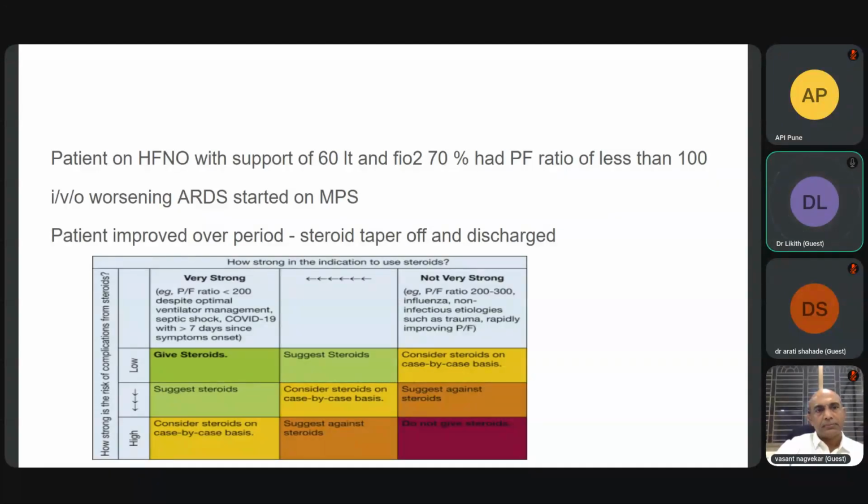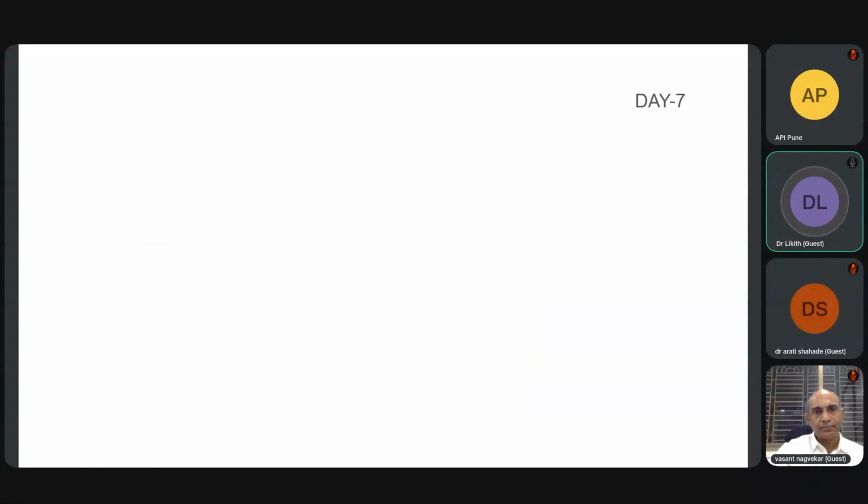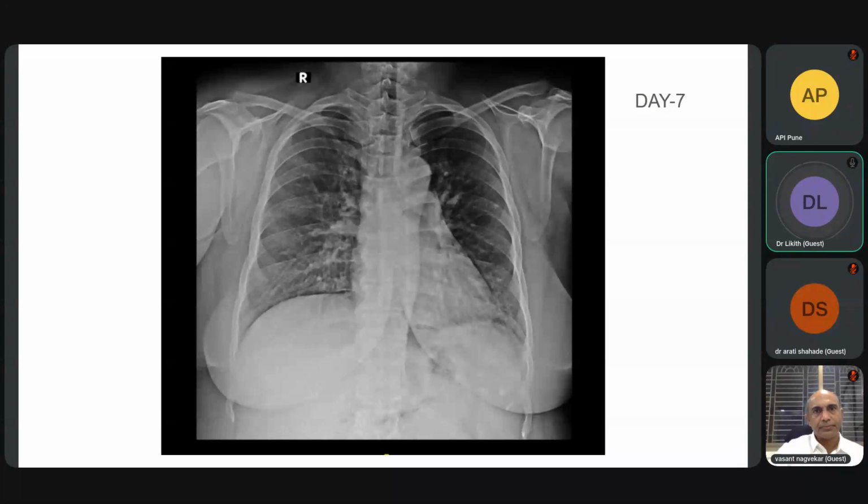Initially, the patient was started on high flow nasal oxygen, 60 liters with FiO2 40. Then respiratory worsening occurred, with a PF ratio of less than 100. Even after increasing support, she was not maintaining a PF ratio of more than 100. In view of worsening ARDS, she was started on methylprednisolone. On methylprednisolone she improved, and on day 7 we discharged her. Prior to discharge, this was her X-ray.